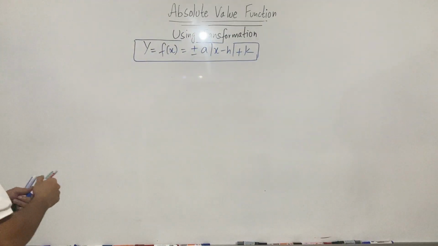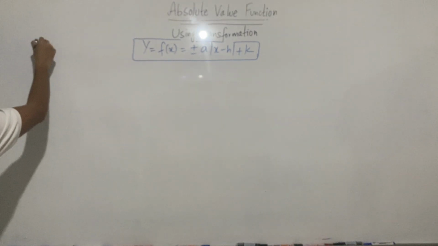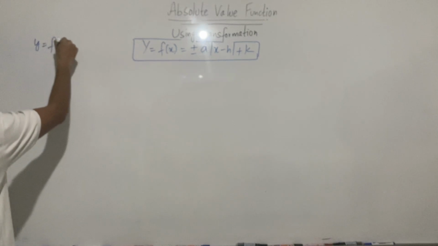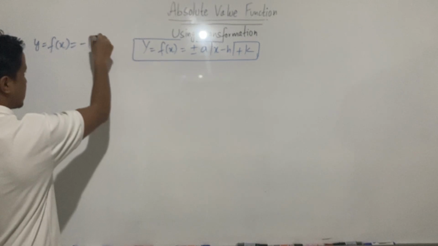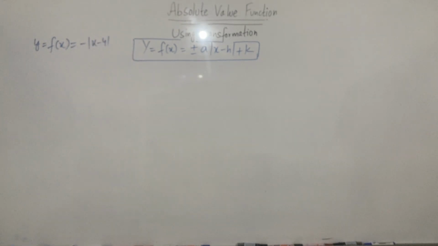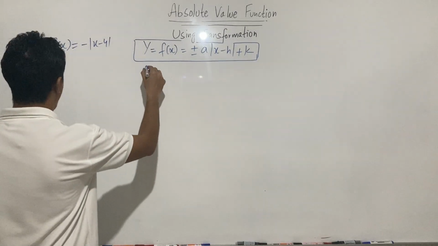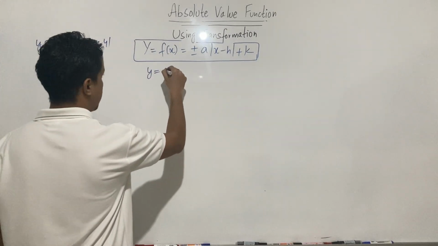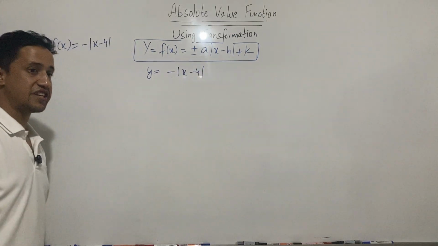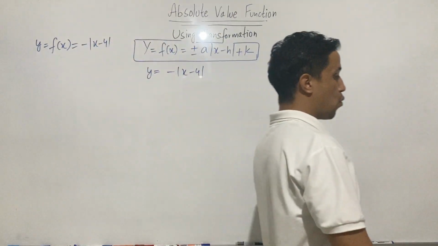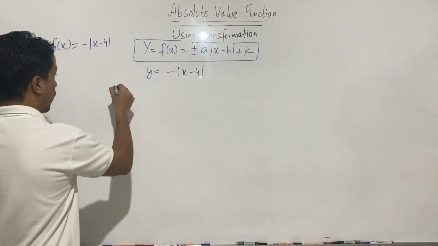The question was y equals f(x), which is minus of, I guess, x minus 4, right? So I can write here y equals negative of |x minus 4|. Now see here, my y-intercept is 0.